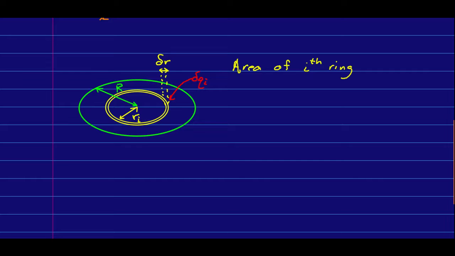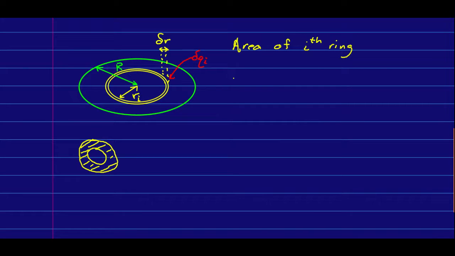Now, strictly speaking, that's not really true. When you have a circle with a hole in it, you would have to calculate the area of the outer circle and subtract the area of the inner circle. But if it's very thin, that's approximately just the circumference times the thickness of this strip. And so the area of the ith ring, which I'll call A_i, is the circumference, 2 pi R_i, times its thickness, delta R.